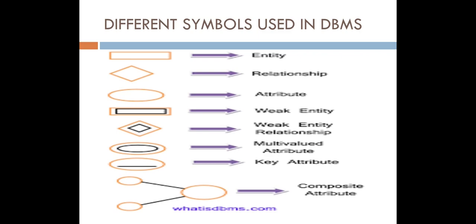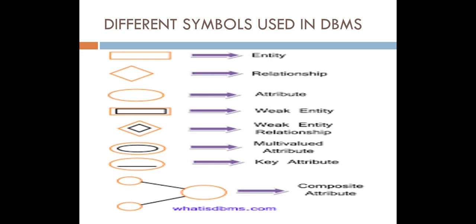In the ER model, we are using the different symbols to represent the ER diagram. So these are the different symbols which is associated with the ER diagram. The first one is rectangular shape to represent the different entities. Second one is the diamond shape to represent the relationship. Third one is the oval shape to represent the attribute. Fourth one is the double rectangle shape to represent the weak entity.